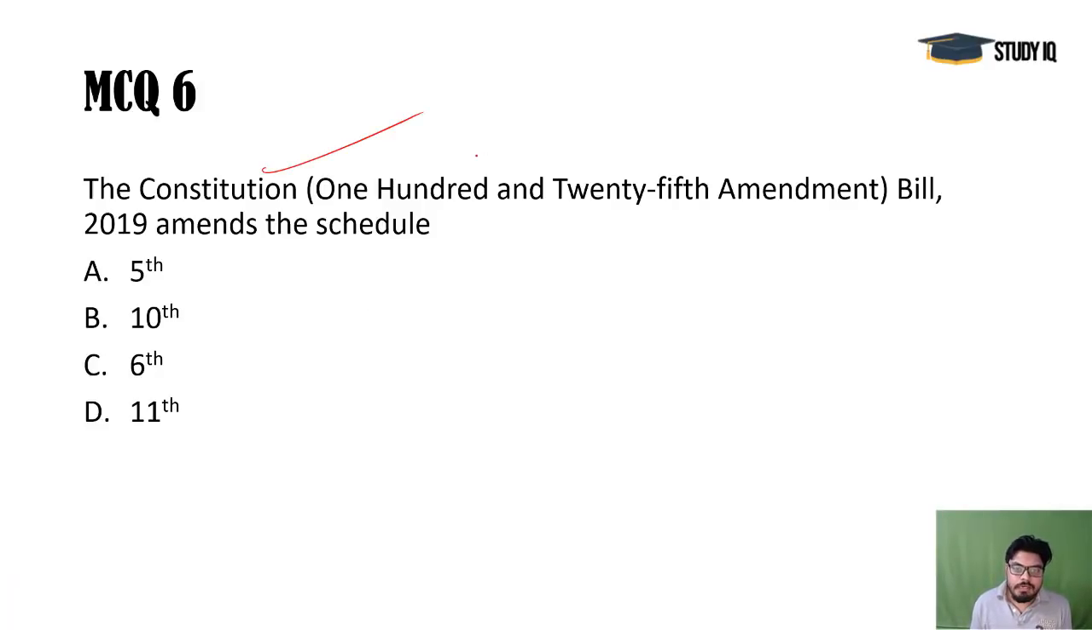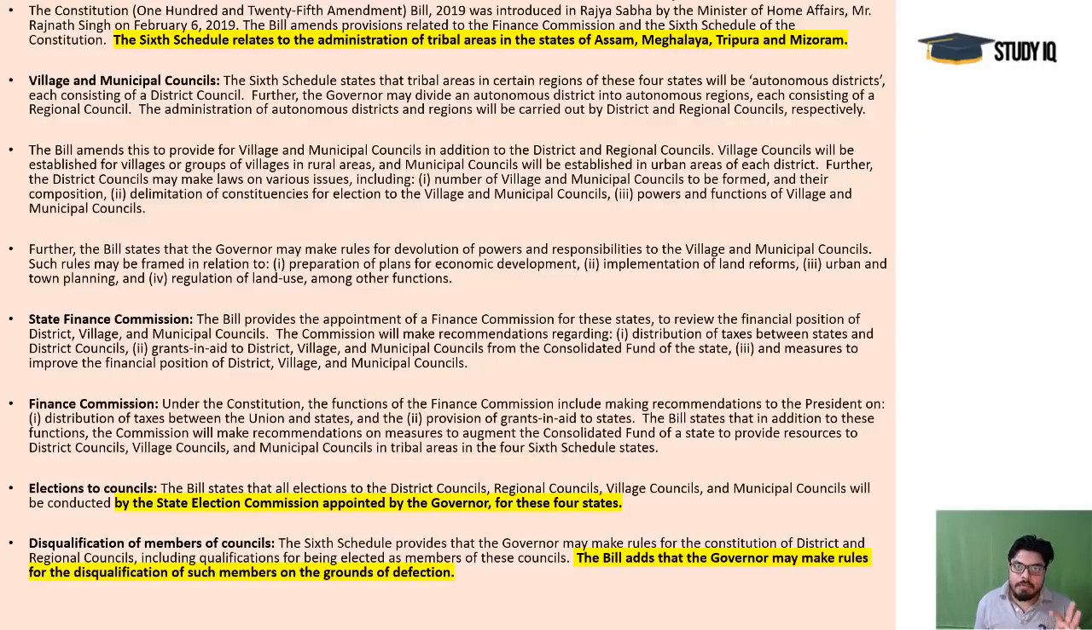Next, the Constitution 125th Amendment Bill. You see, it is the amendment bill, it's not the act. Amendment acts and amendment bills are two different things. Always remember that. When it is passed, then it becomes an act. When it is proposed, then it is a bill. So it is amending the 6th schedule, which deals with 4 states: Assam, Meghalaya, Tripura, Mizoram. Manipur is not there. Remember that. It is Mizoram, not Manipur. Many people are confused about that.